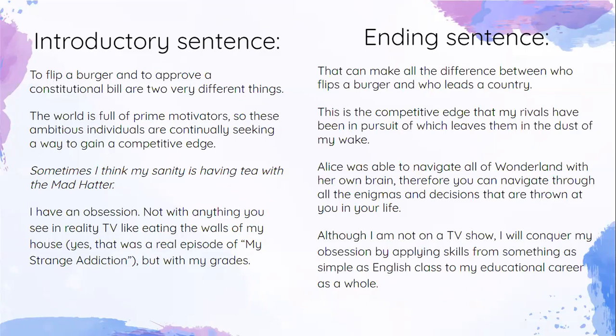That's how it works. I also wanted you guys to see that in this introductory sentence, this person uses very good parallel structure. They say to flip a burger and to approve a constitutional bill. So to flip and to approve, that's very good. If they just said to flip a burger and approve a constitutional bill, that's actually not grammatically correct. When they say to flip, they have to repeat it for the next verb, so flip and approve. You always have to have a common term: to flip, to approve. So that's an example of parallel structure right there. You can see it anywhere.